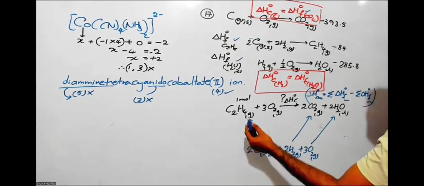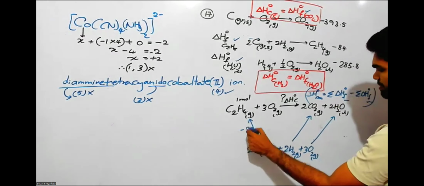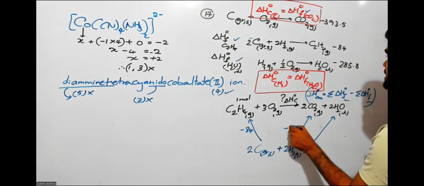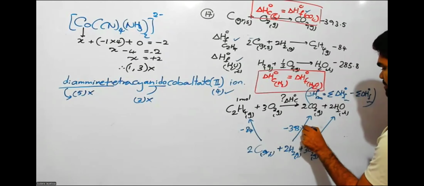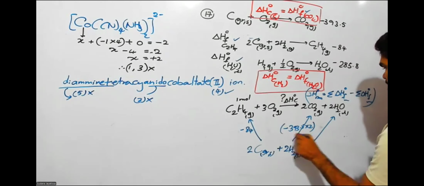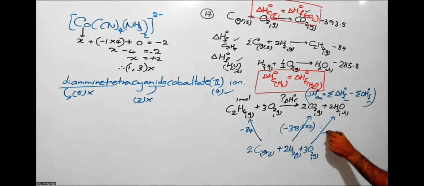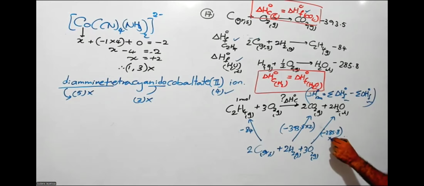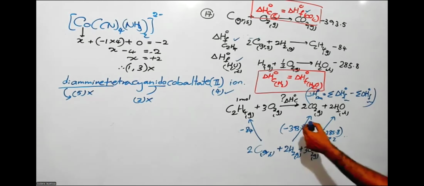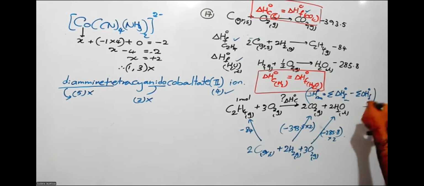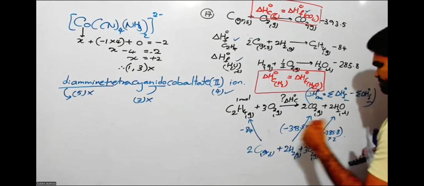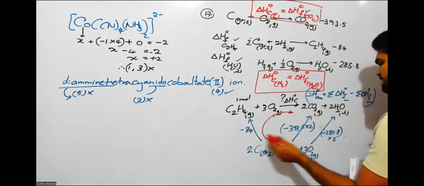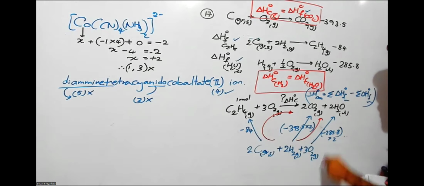Okay, anyway, C2H4 is minus 84. 2 carbon dioxide, minus 393.5 into 2. And 2 water, minus 285.8 into 2. Okay, so if you apply Hess's law, the addition of these two will be equal to the addition of these two.